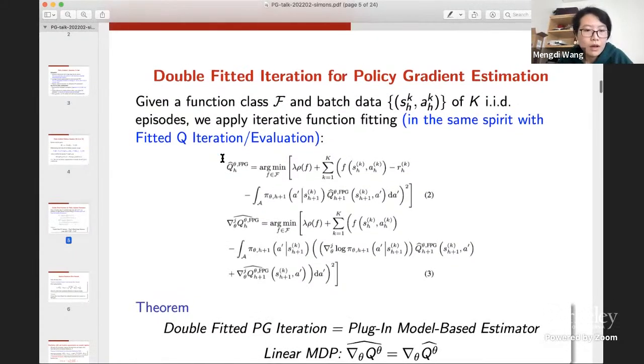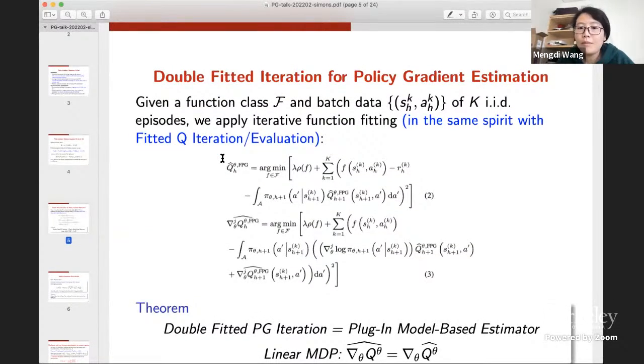So we propose a double fitted iteration for estimating policy gradient, which is basically in the same spirit as fitted Q iteration and fitted Q evaluation. As long as we are given a function class and we have a batch data, which can be generated either on policy or off policy, then we can always do iterative regression to fit the Q function and the Q gradient function together recursively by minimizing least square error over the function class.